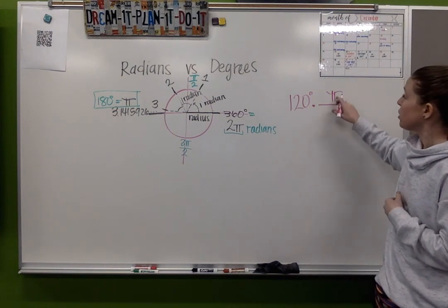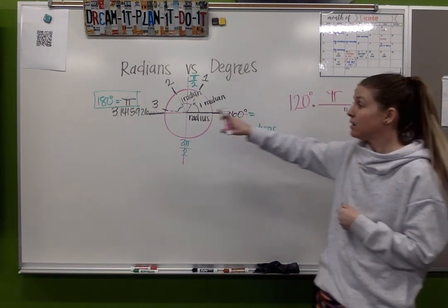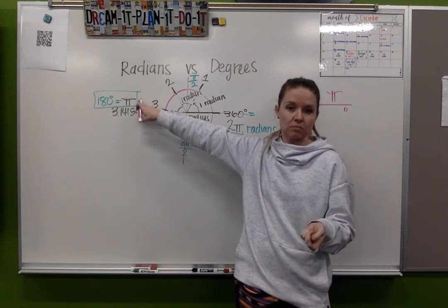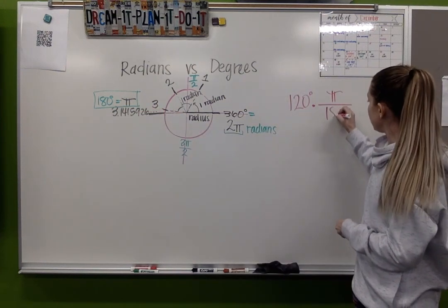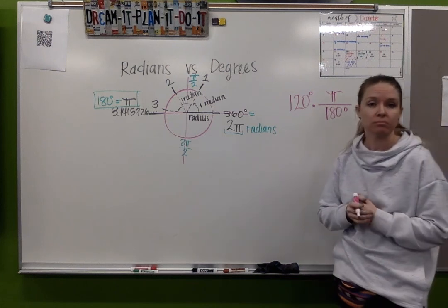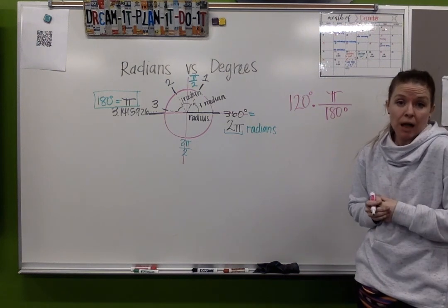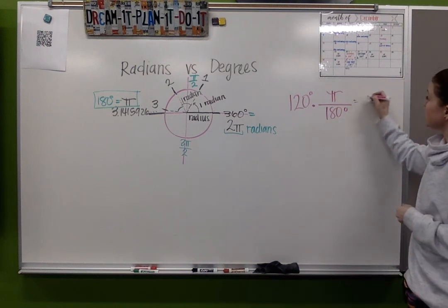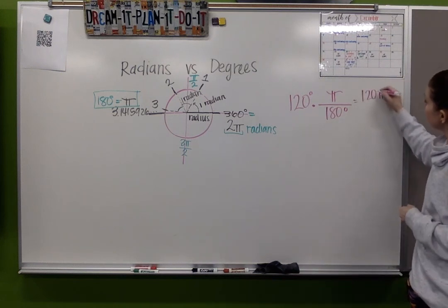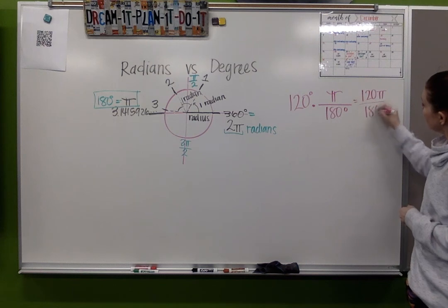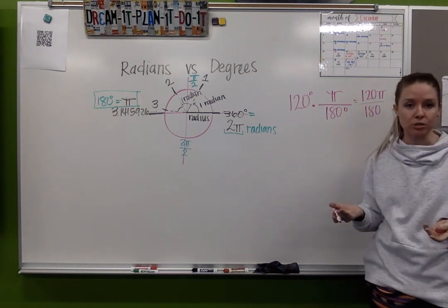And we know the relationship pi equals 180 degrees. So I'm going to put 180 in the denominator. All I'm going to do is multiply and reduce. So this gives me 120 pi over 180. I'm going to reduce that fraction.